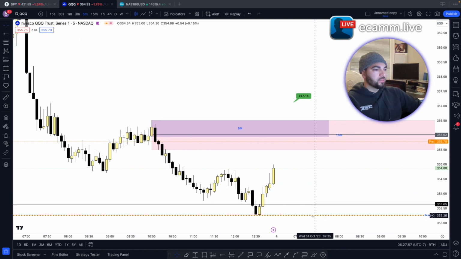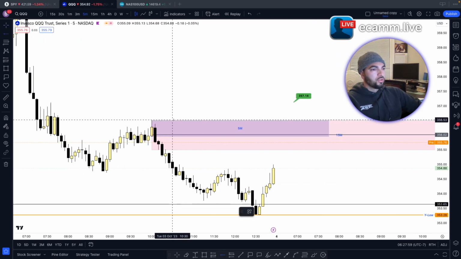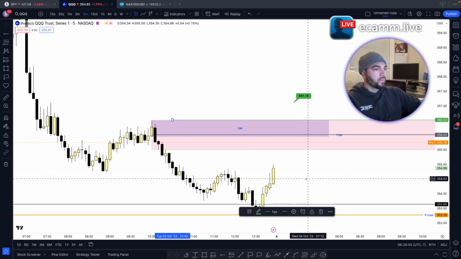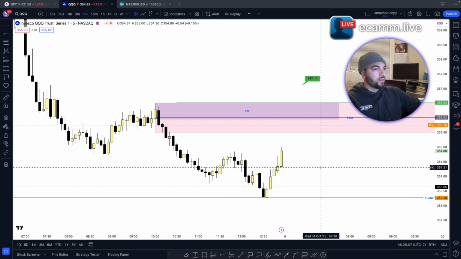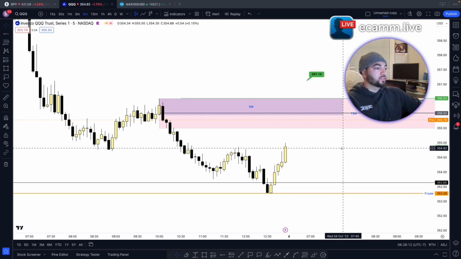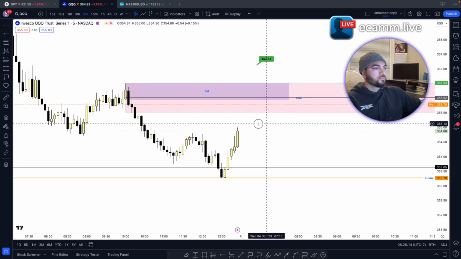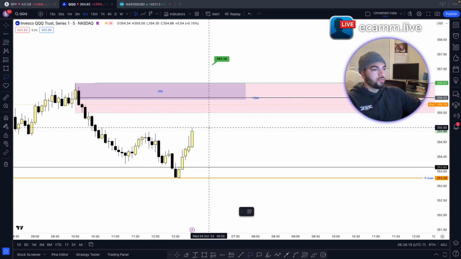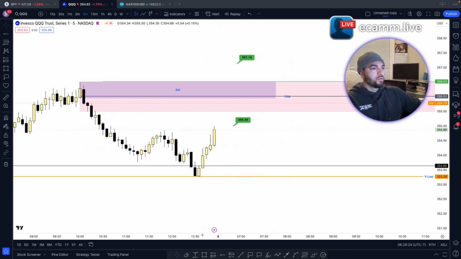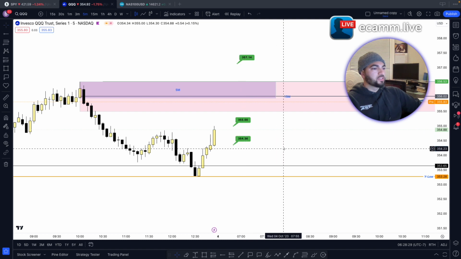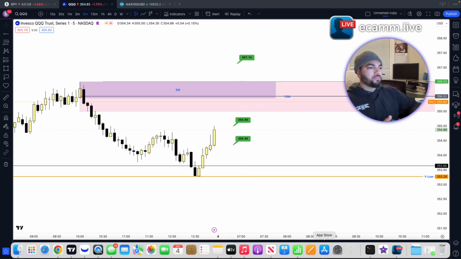I am possibly gonna look at calls above 356.53 and possibly look for puts where it's actually hovering now. First put target would be here. So as you can see, I don't really have a bias either way. I'm just gonna wait for price action to play out.